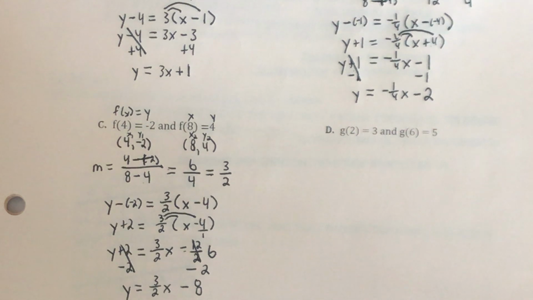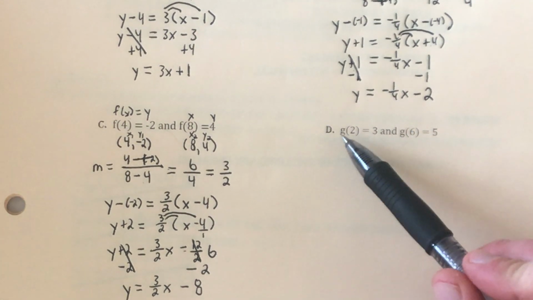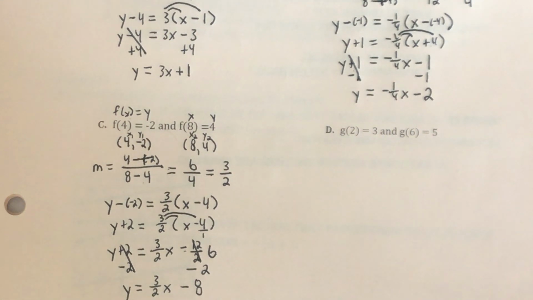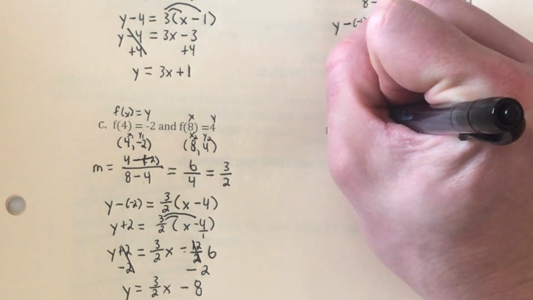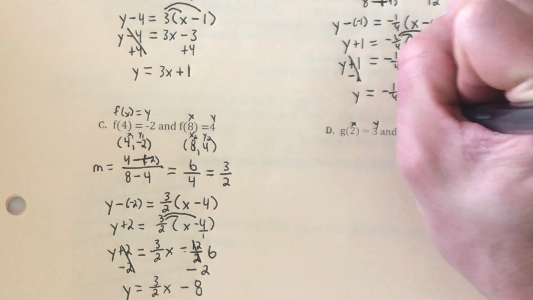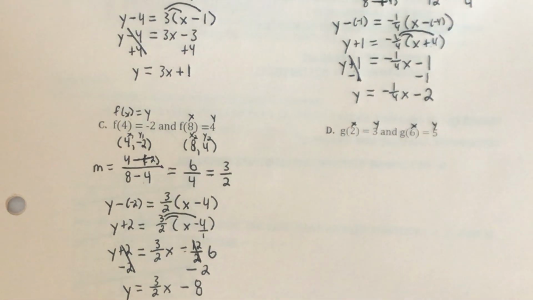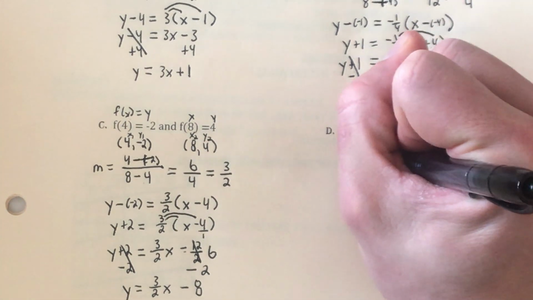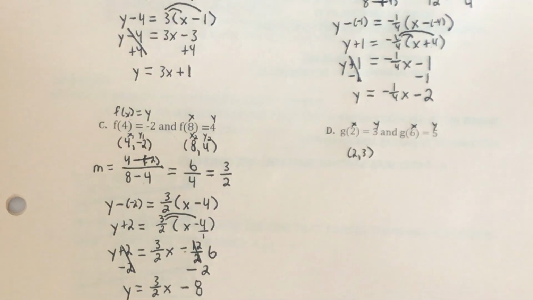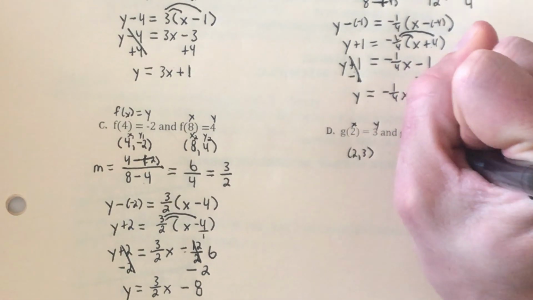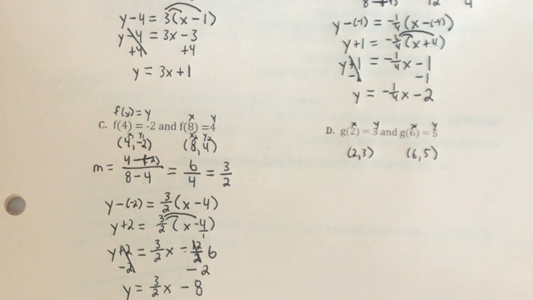All right, well, I'd encourage you to try example D on your own, then check your answer with mine. So example D says g of 2 equals 3 and g of 6 equals 5. Now sometimes this can get people because we've been working with f's. G is just another form of a function, so it means the same thing. This is still the x, this is still the y, same here. So I can write ordered pairs: 2, 3 is the ordered pair here, and 6, 5 is the ordered pair there.